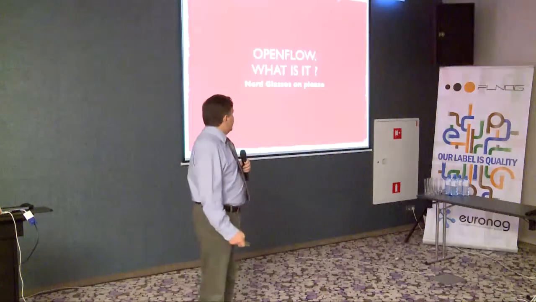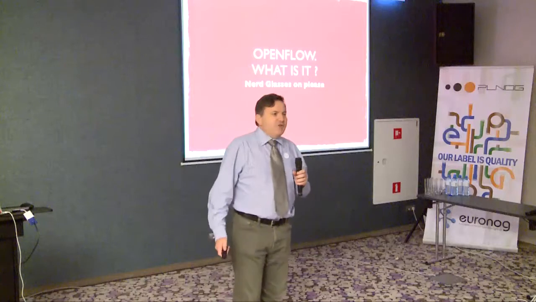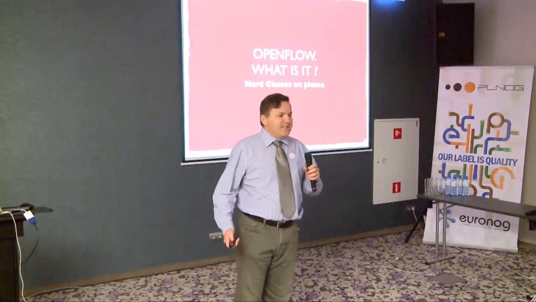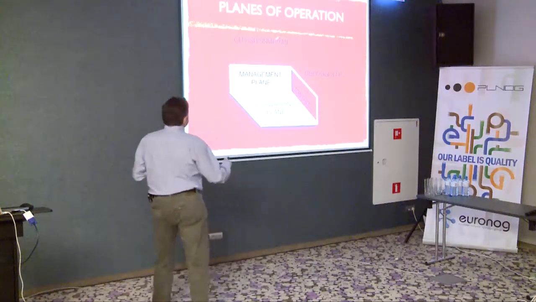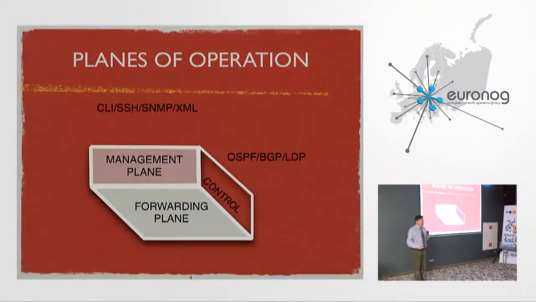Okay? So, what is it? Nerd glasses on, because we want to get into the technology of this. All of us would be familiar with the concept of a routing engine or a switch having three planes. A forwarding plane where the data goes through, a management plane, which is where we use CLI, SSH, SNMP, and then we have a control plane. Today, control planes are built out of OSPF, BGP, LDP. There are multiple control protocols that do things in our networking devices.